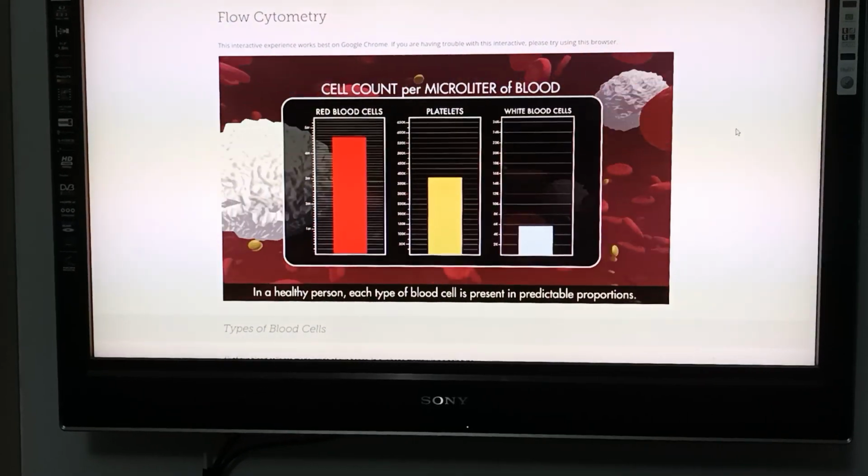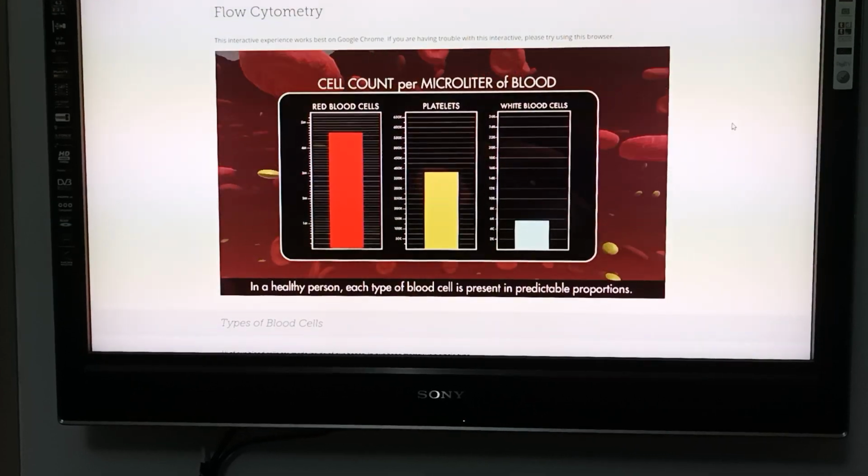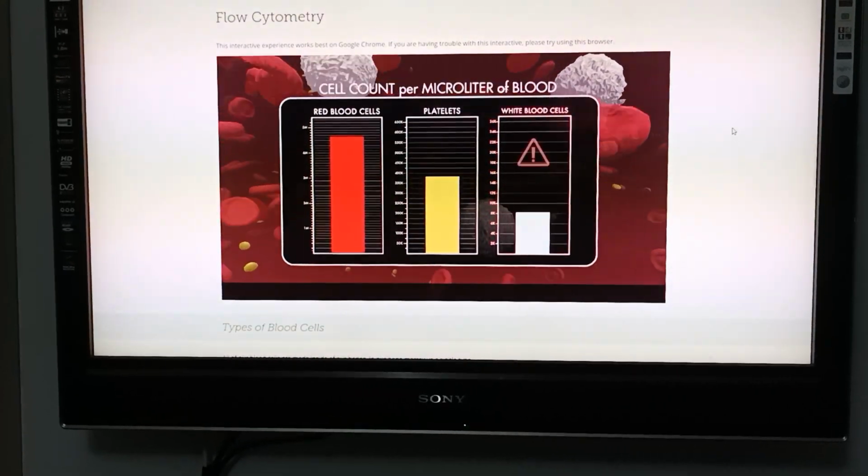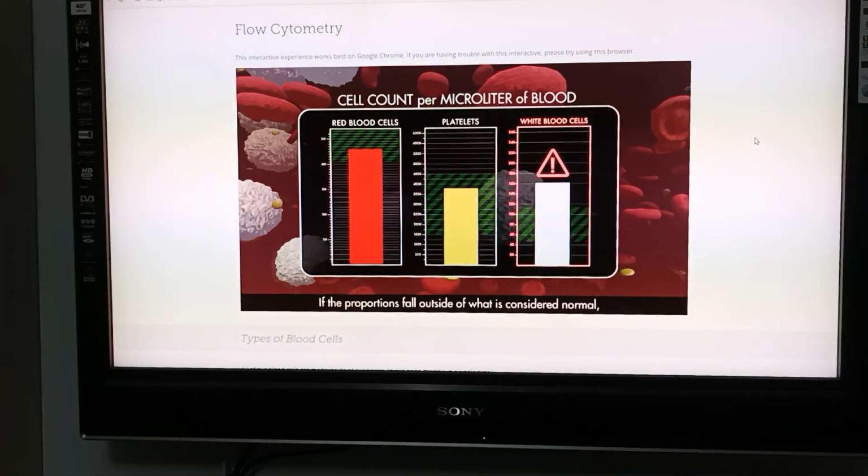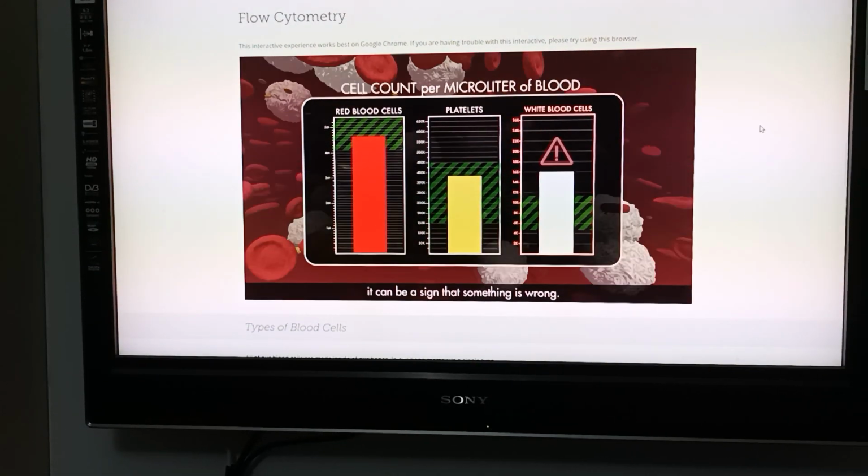In a healthy person, each type of blood cell is present in predictable proportions. If the proportions fall outside of what is considered normal, it can be a sign that something is wrong.